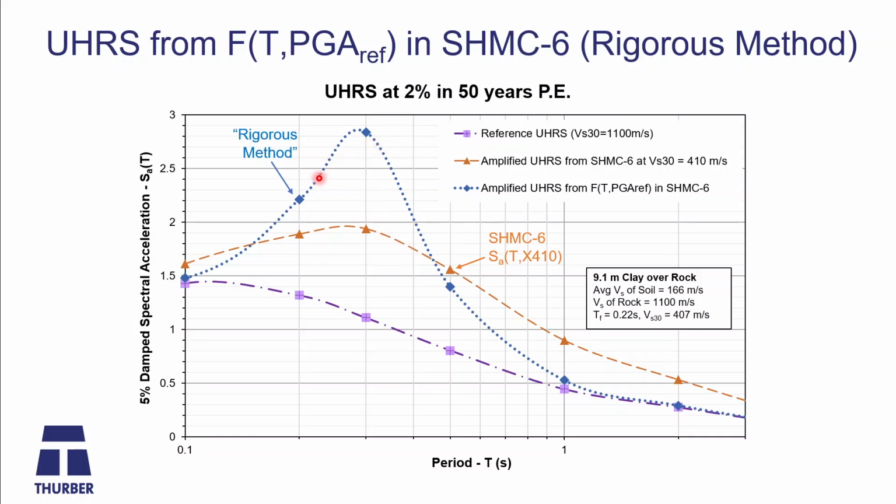The blue is the probabilistic UHRS that we generate by incorporating all of those F of T values, the PGA-dependent F of T values, into the hazard model. So this is our probabilistic amplified UHRS using this rigorous method. What you can see here is at 0.3 seconds, we are much higher than what would be predicted using a VS30 type approach, because this is a resonant, high impedance site generating resonant ground motion amplification.